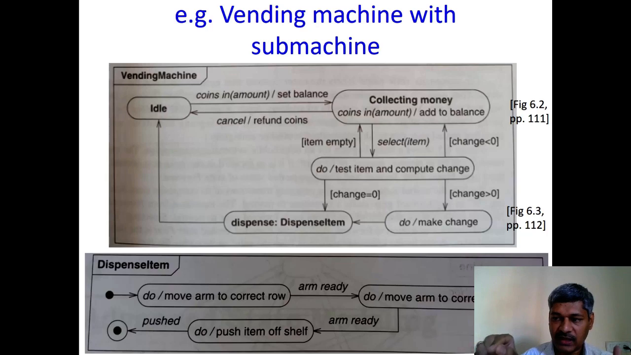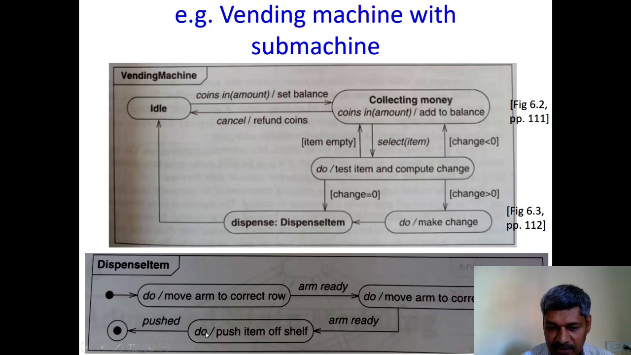Okay, once the arm is ready, that means it has moved to that particular place, then it will do the next activity, move arm to the correct column. Say for example, wherever that particular item is, it has to move to that particular row and then move the robotic arm which puts that item. So it has to move to that particular place in the vending machine. So once both arms are ready, okay.